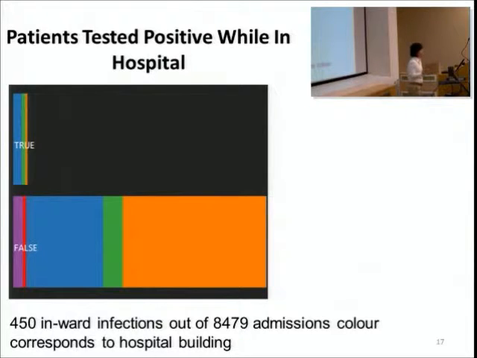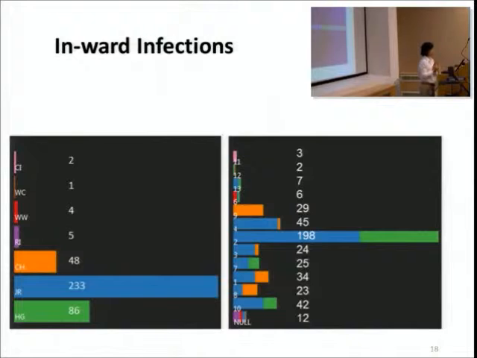Now we look at, of these patients, how many of them were actually infected while they were in the hospital? This is what we call in-ward infection. We find that there are only 450 in-ward infections at the top, and it's still color-coded by the hospital building. So just by a look at this, you can see there is a lot of blue in the in-ward infection. That already tells us that it's probably associated very heavily with the JR building. So let us look at it. Actually, it is with JR, slightly over half of the 450 were from the JR building.